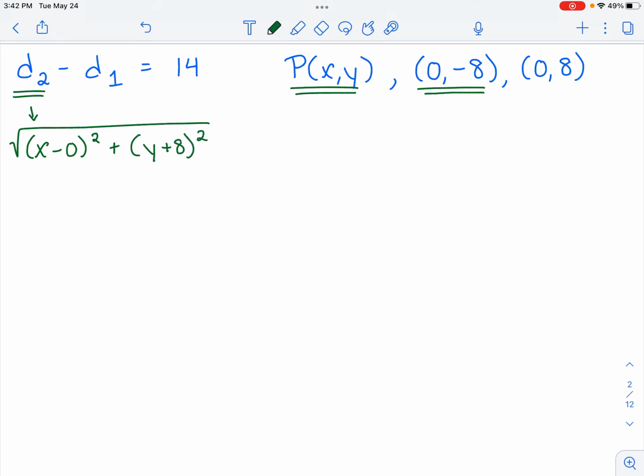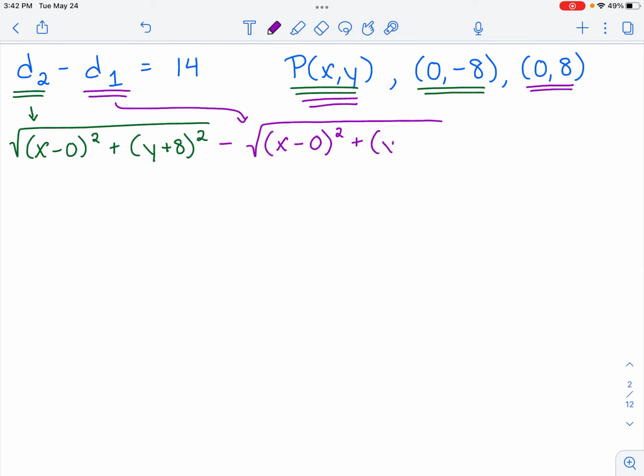Okay, so that's D2. Now we've got to look at D1. Well, D1 still used the point x, y, but it used the other focus point, the 0, 8. So that is going to give us the subtraction in between, and then we have another square root, and it's going to look very similar. We have x minus the x value of the focus point, squared, plus y minus the y value from the focus point, squared, okay? And that all has to equal 14, all right?